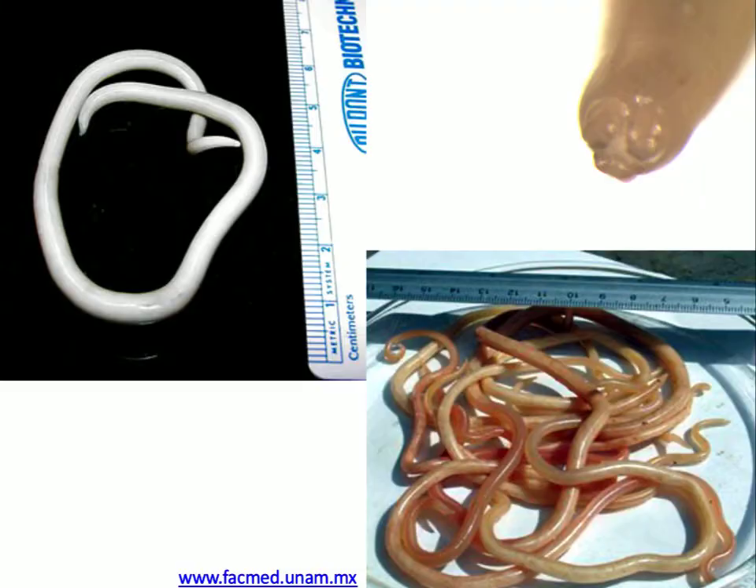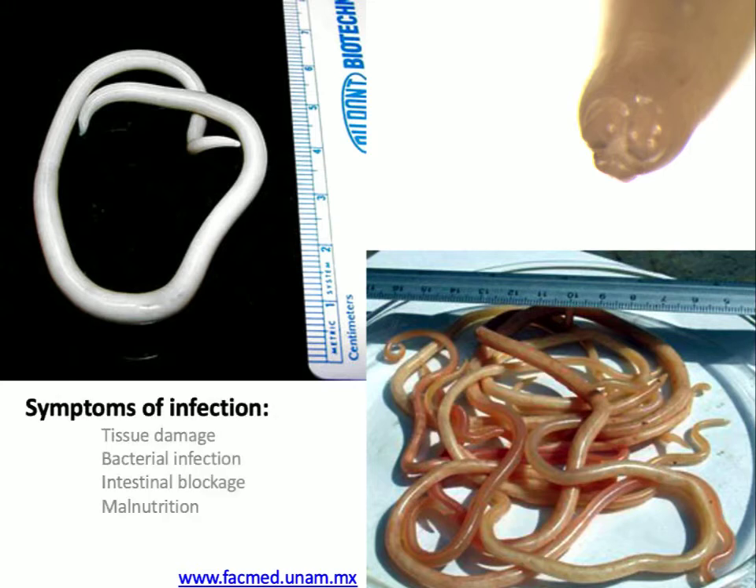Let's take a look. Ascaris lumbricoides is big. I think it's about 30 centimeters, or whatever this guy had, 22 to 35 centimeters, depending on if you're looking at the male or the female worm. You can see they're quite large on both sides. They cause infection that can basically lead to tissue damage, bacterial infection. When we look at the life cycle, it will make sense. Intestinal blockage and malnutrition.